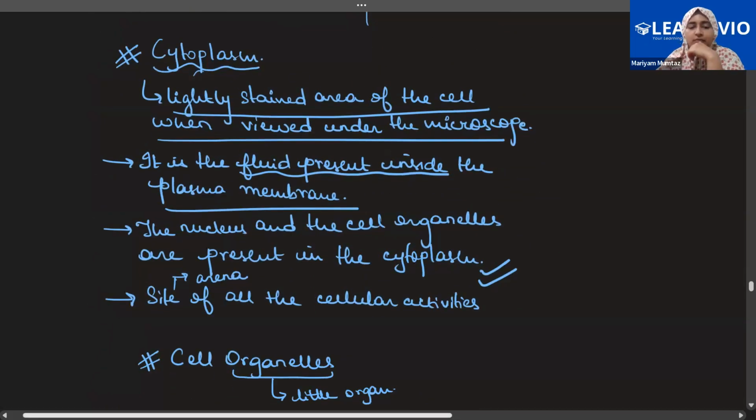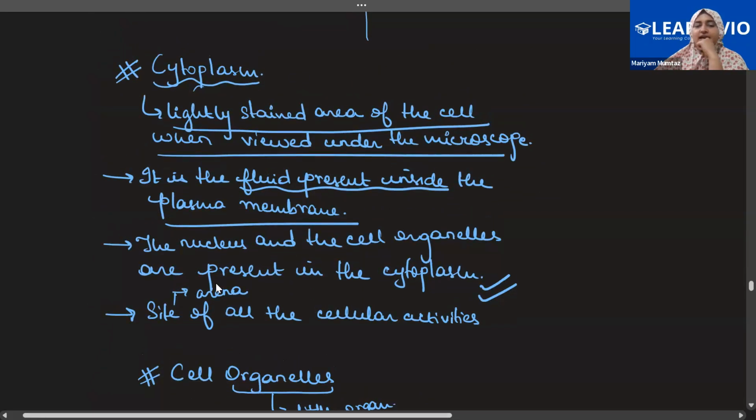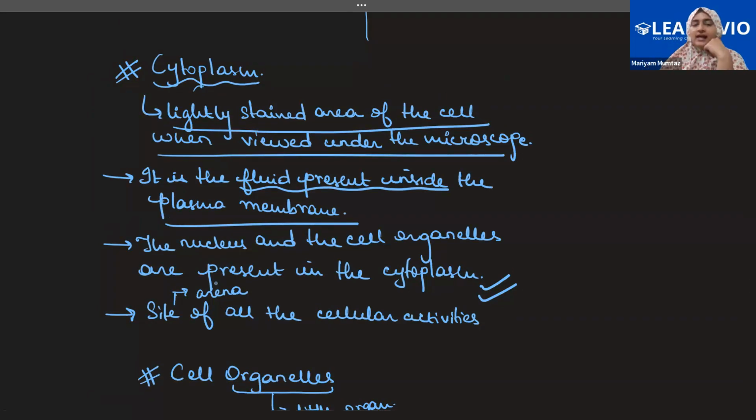Now we'll move on to the next component of the cell, that is the cytoplasm. Now talking about the cytoplasm, this is the part of the cell that takes up the least amount of stain. Just like how chromosomes and nucleus take up a lot of stain and are densely stained, the cytoplasm is very lightly stained. It is the lightly stained area of the cell when viewed under the microscope. So if we want to visualize which part of the cell is cytoplasm, any part that is lightly stained is the cytoplasm.